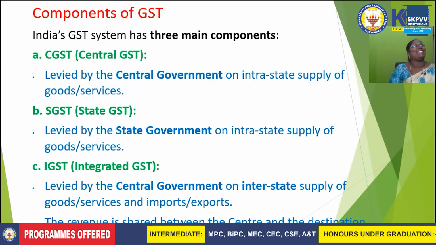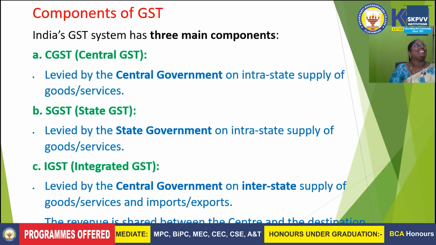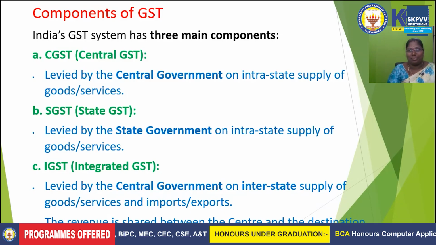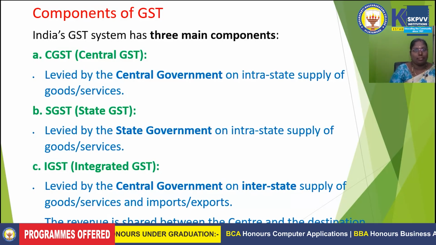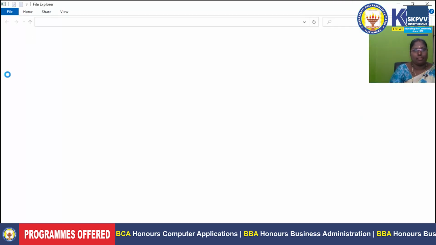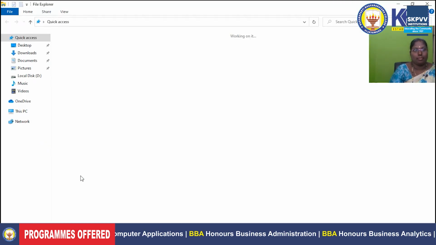It is also levied by the central government, completely by the central government. But if you are making intra-state sales or purchases, we are using the CGST and SGST. Whereas for other states, we are using the IGST.